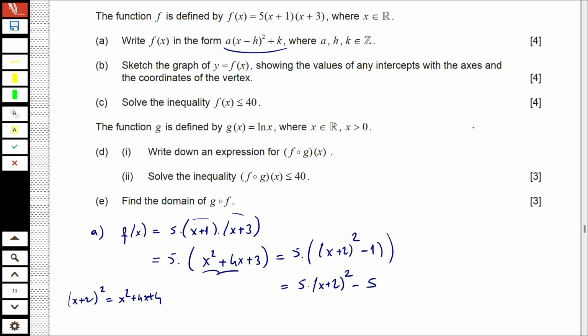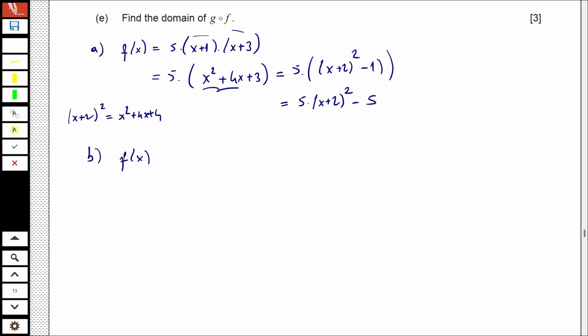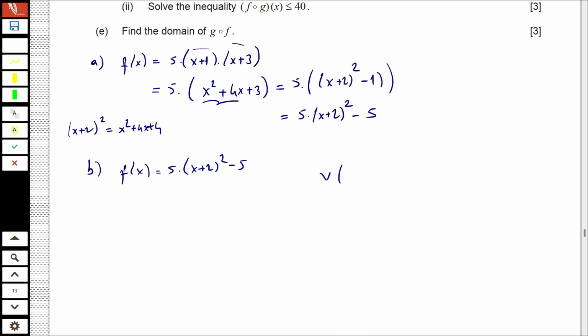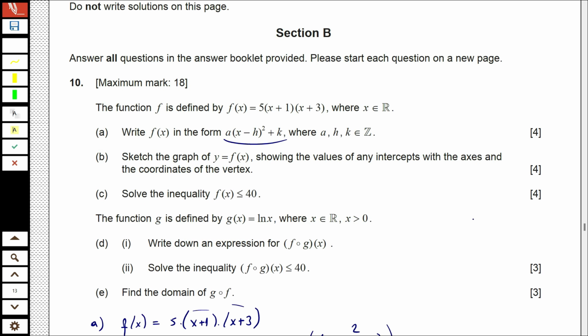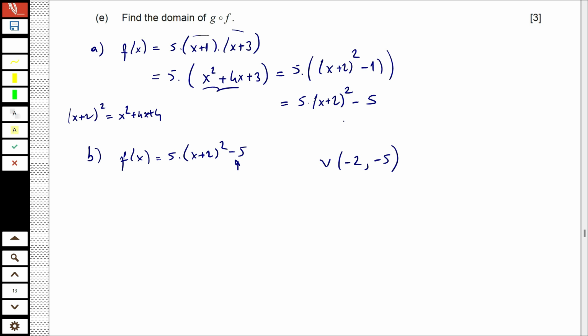Question B, sketch the graph of f of x showing the values of any intercepts with the axes and the coordinates of the vertex. We wrote the function in the form 5 times (x plus 2) squared minus 5. This is the vertex form, so I know that the abscissa of the vertex point is going to be minus 2, which is h here, and the y-coordinate of the vertex point is going to be the constant, which is minus 5.